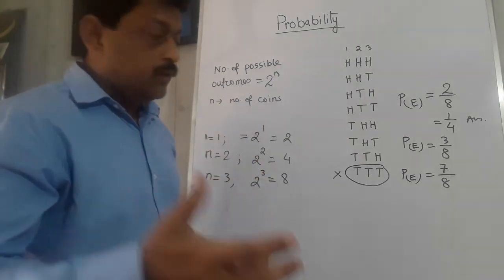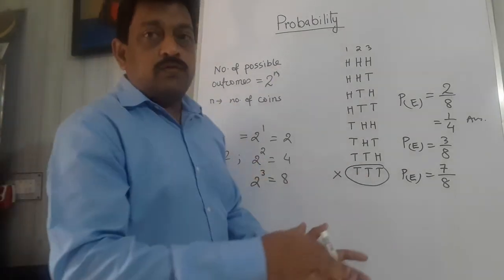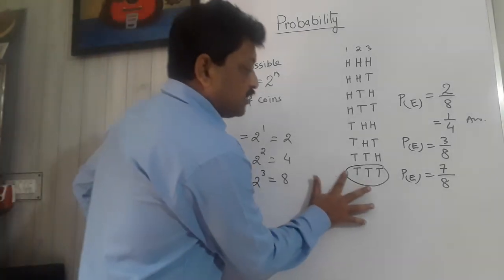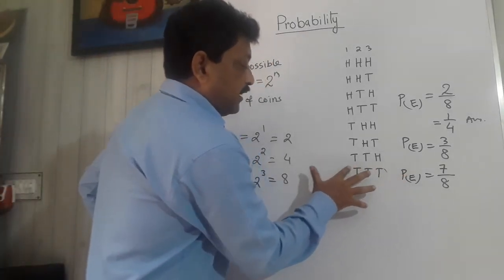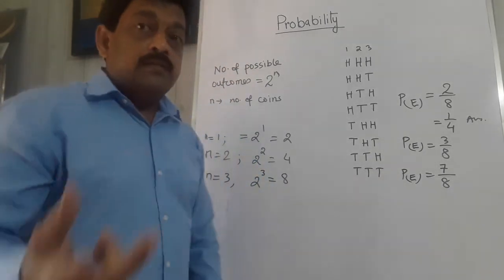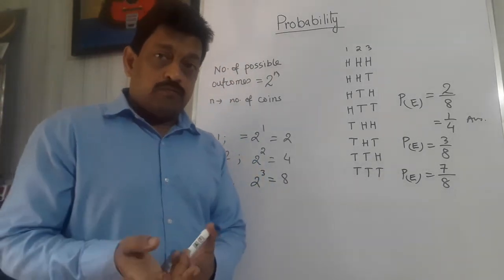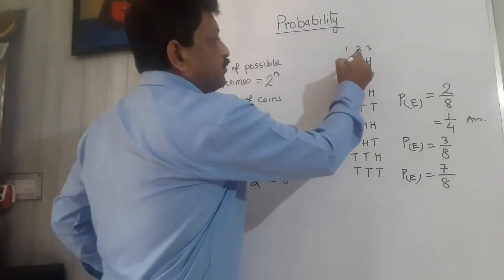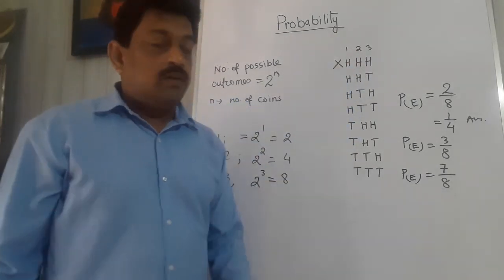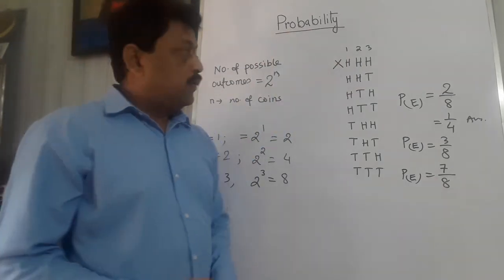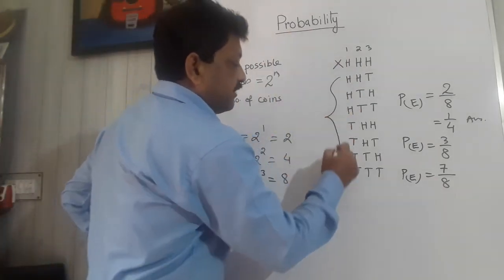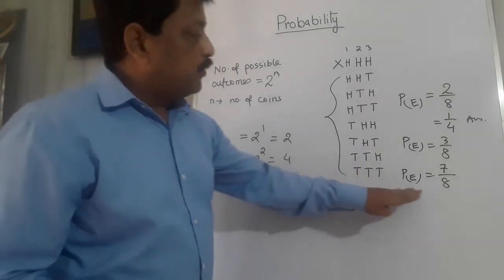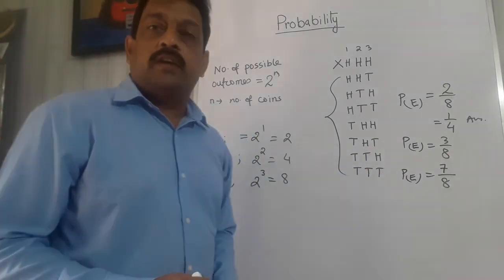Similarly, the question may be changed from heads to tail, at least one tail. At least one tail means there must be a tail, one tail. We can take two tails also, we can take three tails also, but we have to take at least one tail. So this has to be excluded. We cannot take this because there is no tail. The remaining 7 outcomes are the favorable outcomes, and the probability will be 7 upon 8.